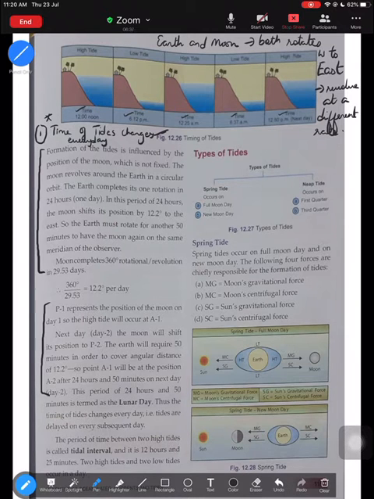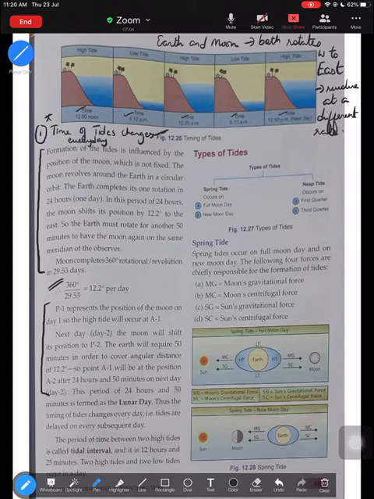And because they are rotating at a different rate, one arrives slightly faster than the other one, because of which the time of one tide to another tide also changes. So that is what is explained here. You don't have to understand the formula behind working, that has been removed from the syllabus. So you just have to know why the time of tide changes every day.